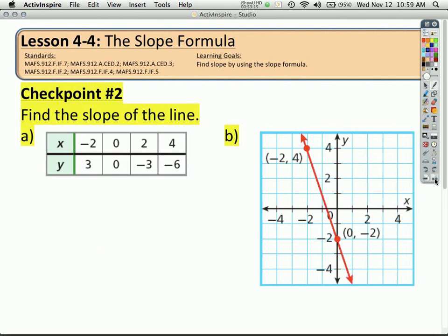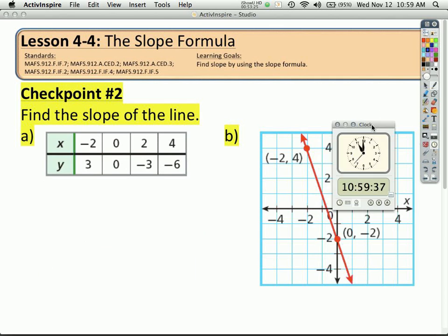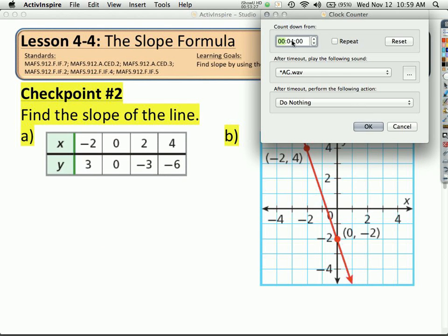So let's see how you do on this. Checkpoint number 2, find the slope of the line. Part A, you got a table. Part B, you got a graph. You got 2 questions, but you should be better than you were before. You got 3 minutes.